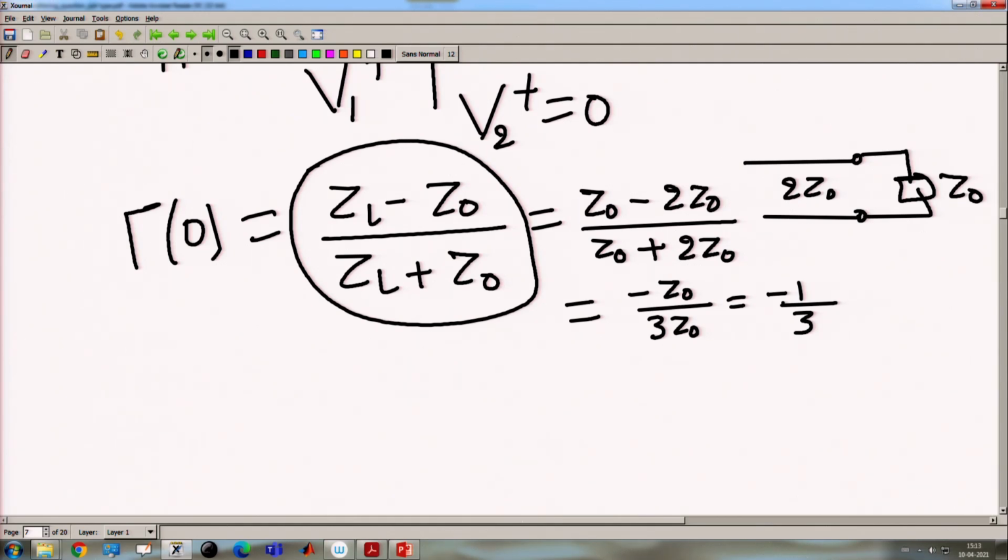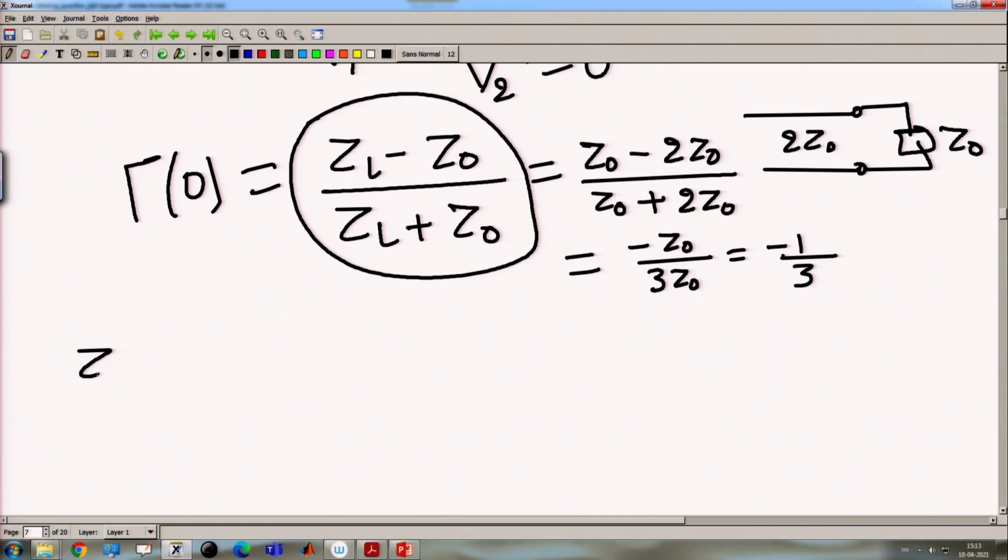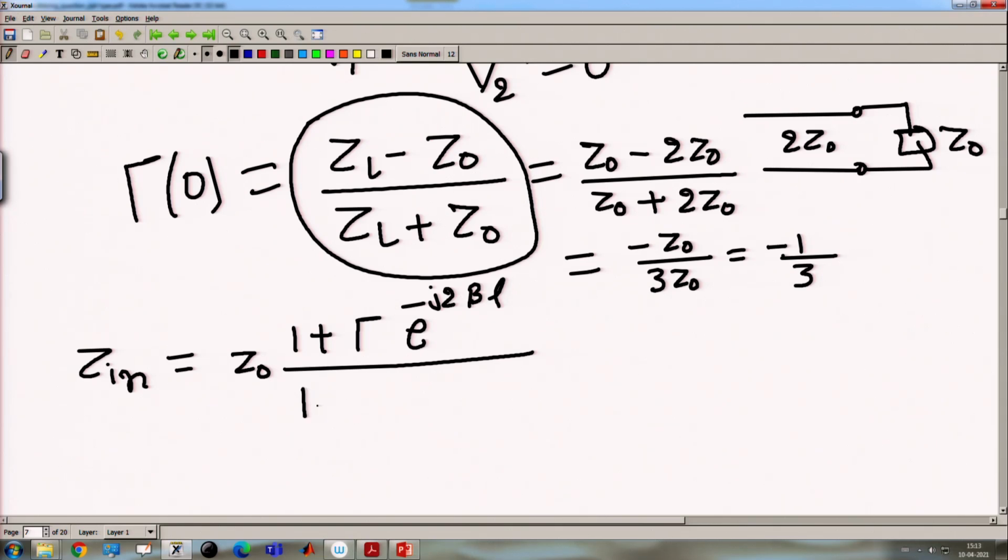And for gamma in, we know the formula in terms of length L. That formula is gamma in equal to Z naught times 1 plus gamma e to the power minus j 2 beta L, divided by 1 minus gamma e to the power minus 2 j beta L. So, this is the formula for gamma in.